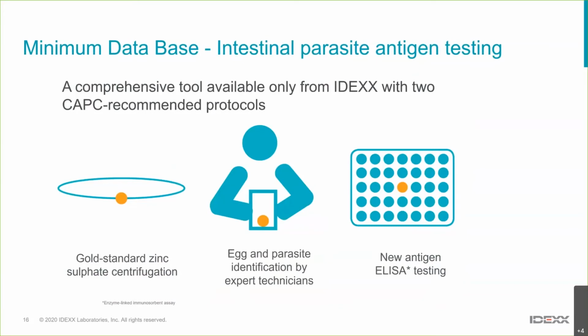But if you're just using it as a routine part of preventive care, the antigen test alone is fine. If it's a patient with diarrhea, it's good to combine it with the ova and parasitology. So you can be looking for other things like coccidia and stuff as well. And that's something that can be done in the laboratory.